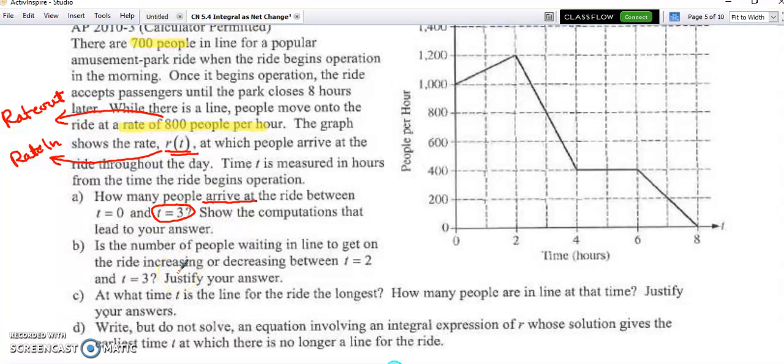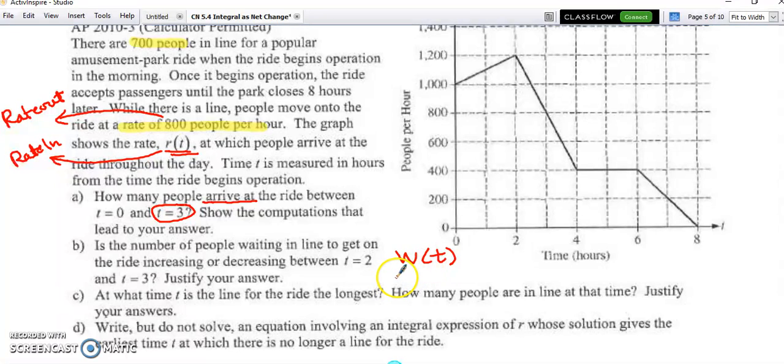B, is the number of people waiting in line to get on the ride increasing or decreasing between 2 and 3? So you have to think about defining a function. Let's say W of T is the people waiting in line.